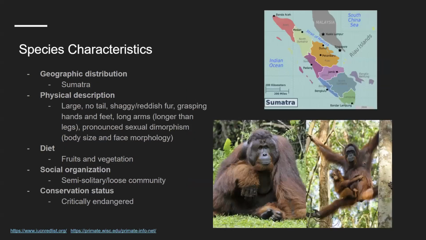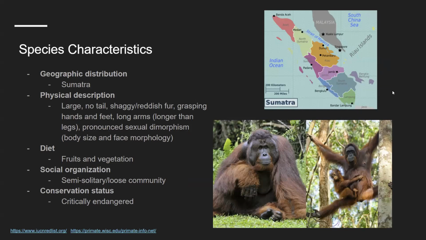Now some species characteristics. The geographic distribution of the species is in Sumatra, particularly in North Sumatra, just right up here. And Sumatra is an island part of Indonesia, which you can kind of see down here, and it's right next to Malaysia, as you can tell.